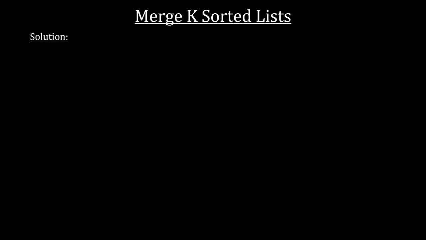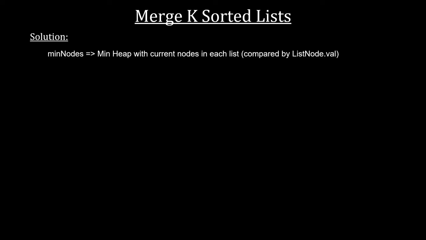The solution is to have a min heap consisting of all the current nodes in each list compared by their values. And let's call this min heap min nodes. We will first initialize it with all the elements of list, so the head node for each of the k lists. Then we create the empty dummy node and initialize tail with it.